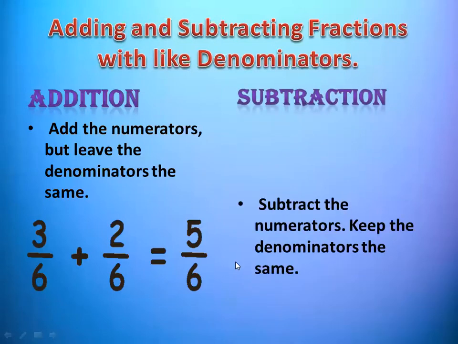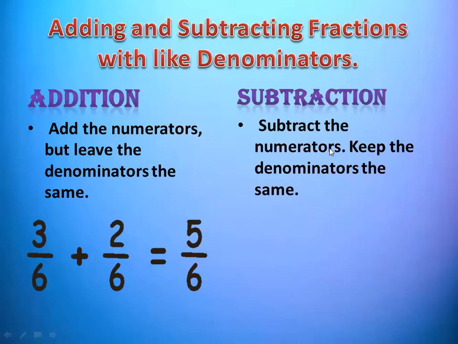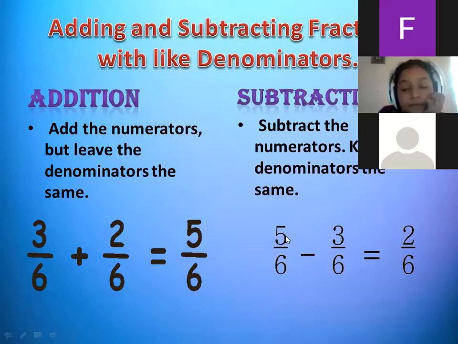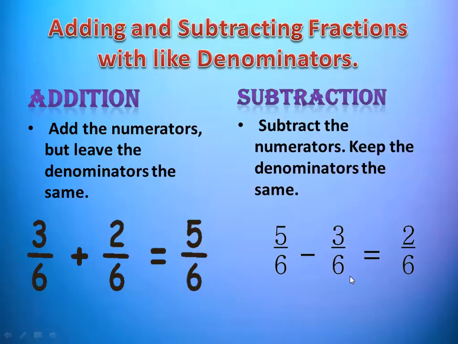Similarly, in subtraction, you will subtract the numerators only and keep your denominators the same. Here, if you have 5 upon 6 minus 3 upon 6, you will only subtract the numerators. You will subtract 3 from 5, that will become 2, and keep your denominator the same, that is 6. So this is the way to add or subtract like fractions. No need to convert anything, just simply add or subtract the numerators.